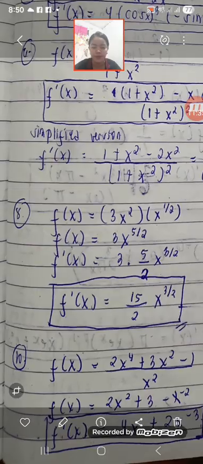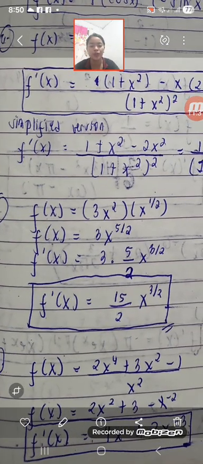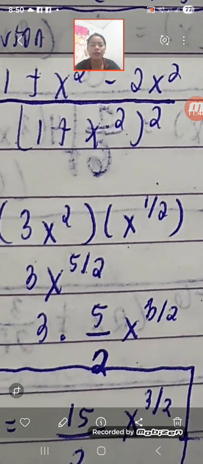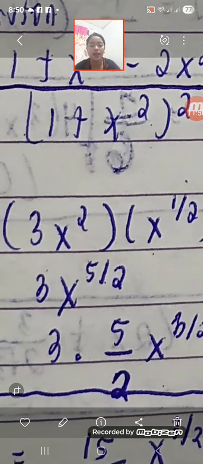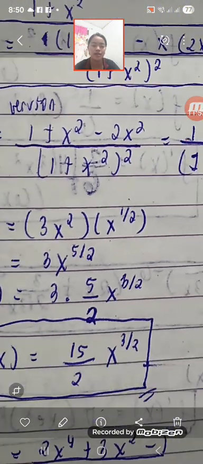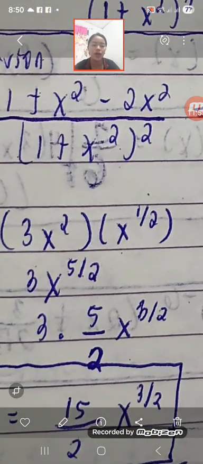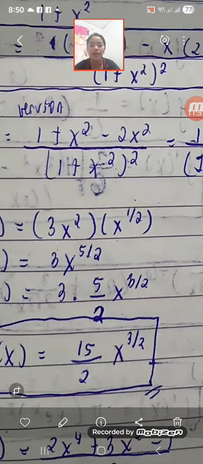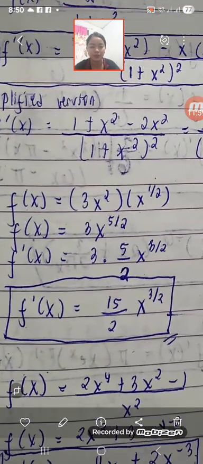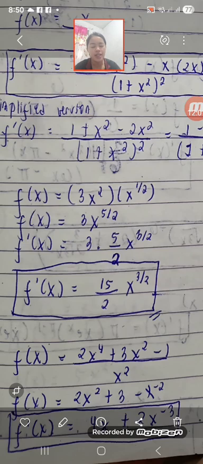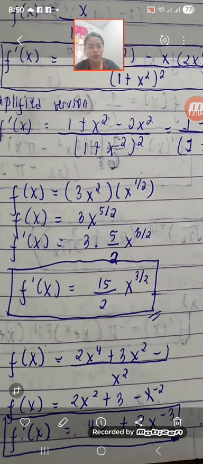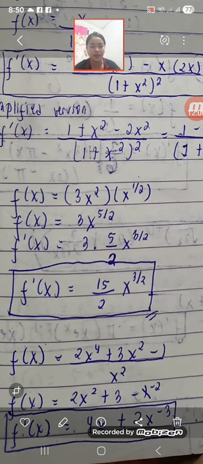Next one, number 8. We have here the f of x is equal to 3x squared multiplied by x^(1/2). So in this item, we can rewrite this into 3x to the 5 over 2. In this part, why do we come up with 5 over 2? Because we can add their exponents. So basically, when you add 2 plus 1/2, it is equal to 5 over 2. But if it is a quotient, you just need to subtract their exponents.